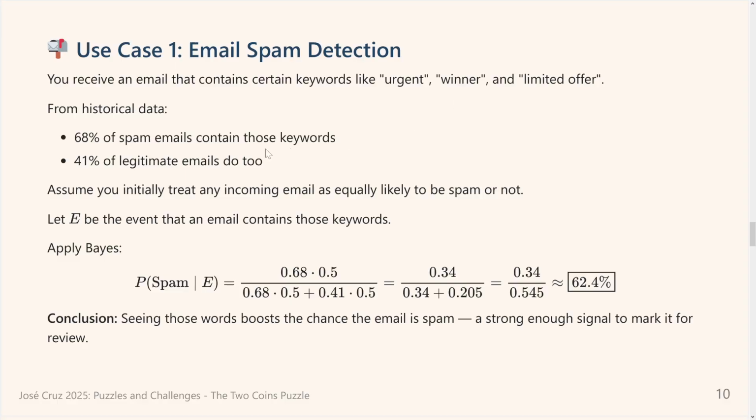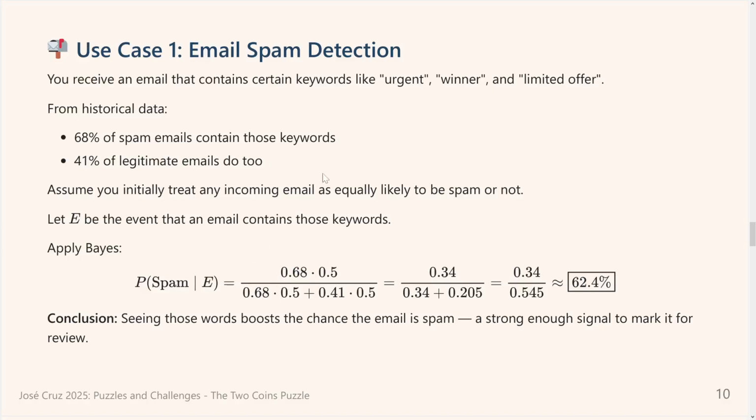That's the question. Assume you initially treat any incoming email as equally likely to be spam or not. Again, 50-50, I don't know if it's spam or not, and that's what I want to decide. So let the evidence be the event that an email contains those words. I receive an email and it contains these words. So let's apply Bayes theorem.